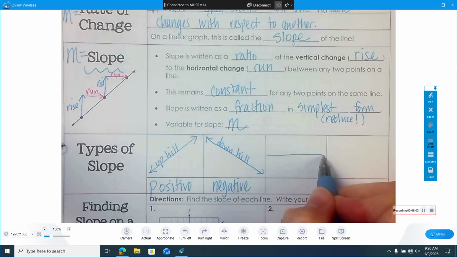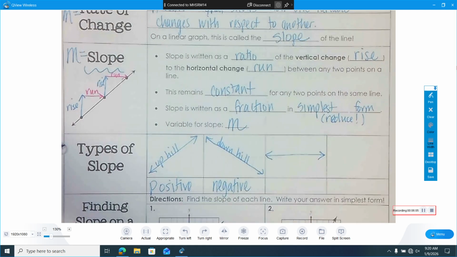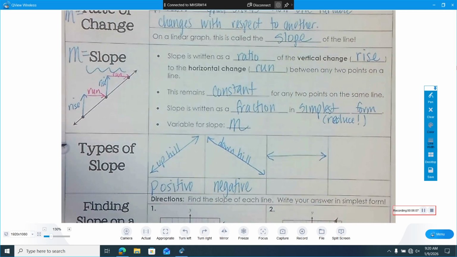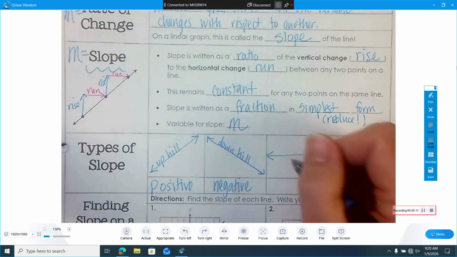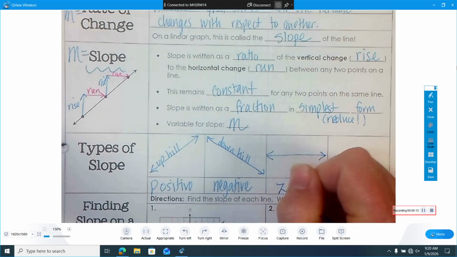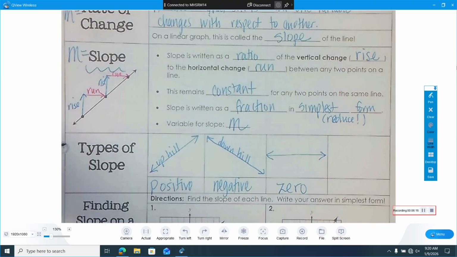And here we have a perfectly flat line. What do you suppose the slope of that is? Neutral. Yeah, very good. It is a neutral slope, or a slope of 0, actually, because 0 is right in between positive and negative. We're not going up, we're not going down, we're going 0 slope. Totally flat is a 0 slope.